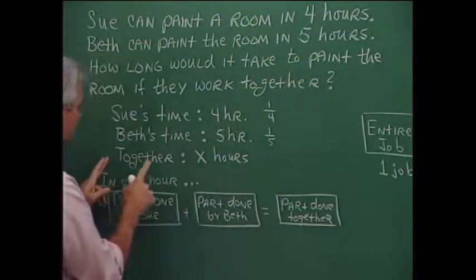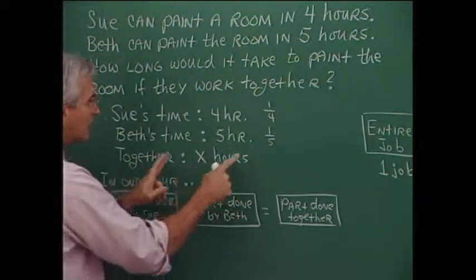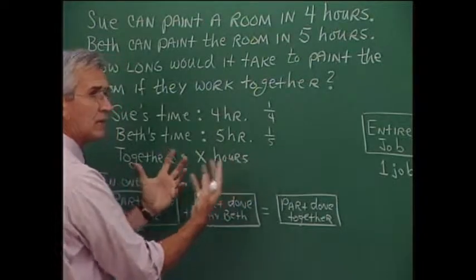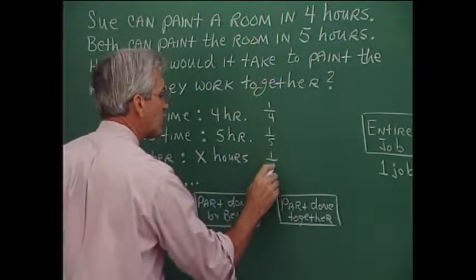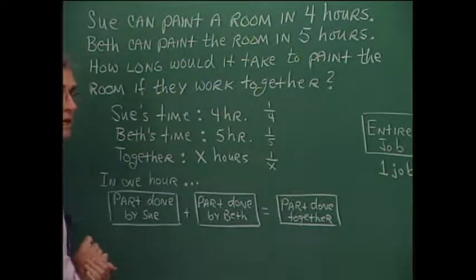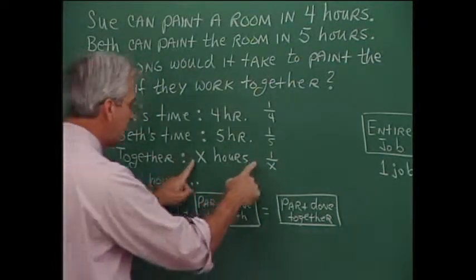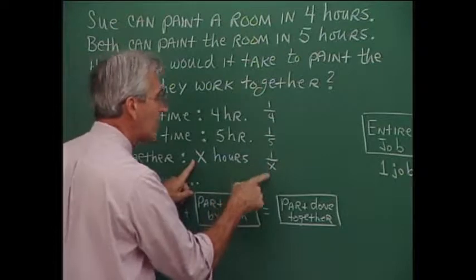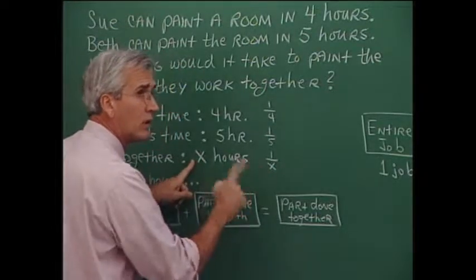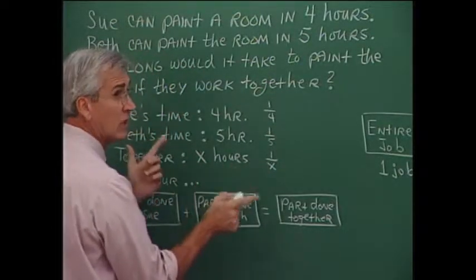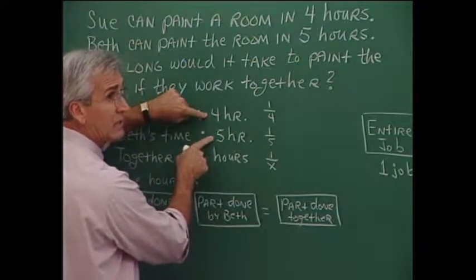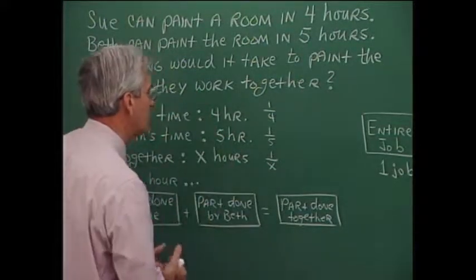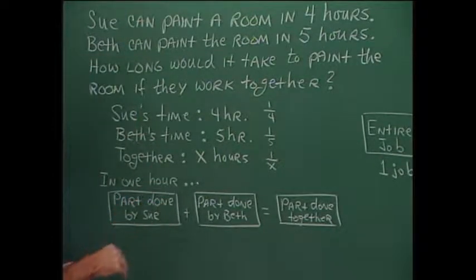So if together it's taking x number of hours for them to paint this room, then in 1 hour they are accomplishing this part of the job, 1/x. All right, that's a very important idea. If this were 15 hours, then in 1 hour they would get 1/15 of the job done. 15 is unrealistic here, because certainly if it takes one of them 4 hours and one 5, it's going to take less than either of these times for them to accomplish the job working together. But at any rate, that's the idea.